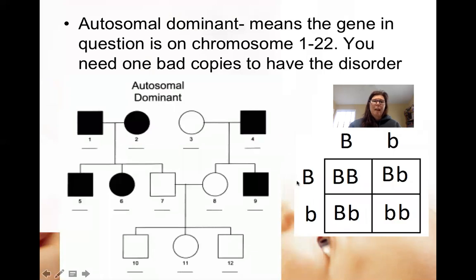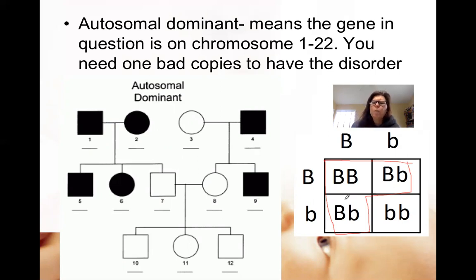So with autosomal dominant, again, it's on chromosomes 1 through 22. In this case, if we look at it this way, all three of these individuals right here, they have the disorder. Okay. So let me think, what genetic disorder? I would do baldness, but baldness is tricky because it's sex influenced, which we'll talk a little bit about later.